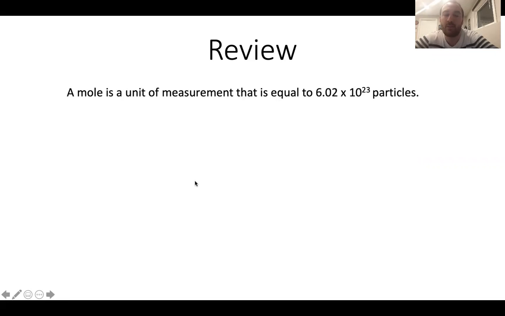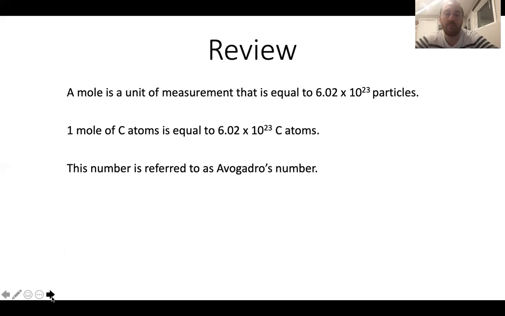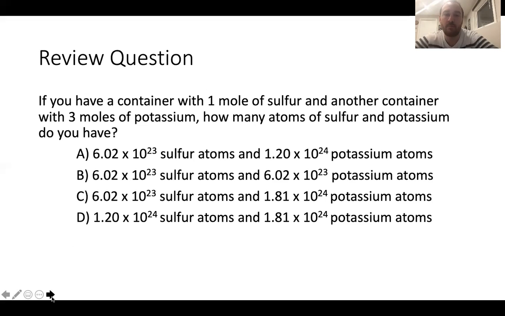And remember from the previous lesson, we looked at the concept of a mole, and we defined a mole as a unit of measurement that is equal to 6.02 times 10 to the power of 23 particles. And so when we talked about particles, we said that this could be atoms. And so when we look at, for instance, a mole of any element, we're saying that we have 6.02 times 10 to the power of 23 atoms. So if we had 1 mole of carbon atoms, that's equivalent to having 6.02 times 10 to the power of 23 carbon atoms. And we refer to this number as Avogadro's number.